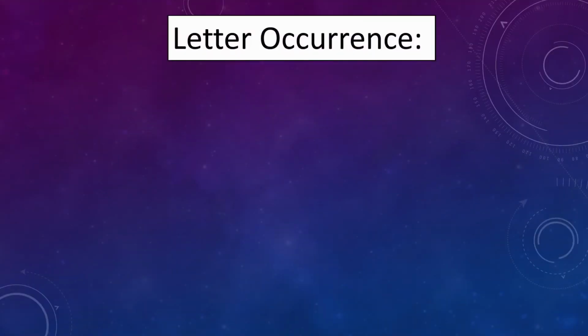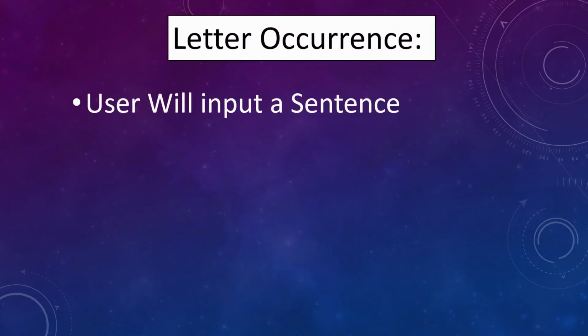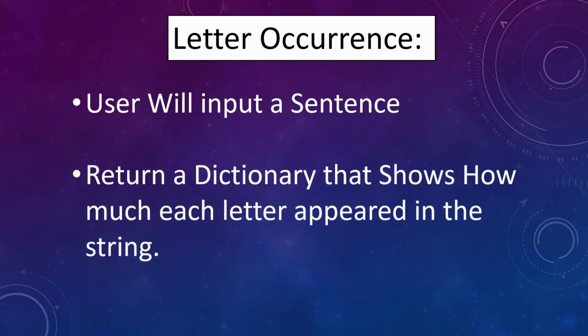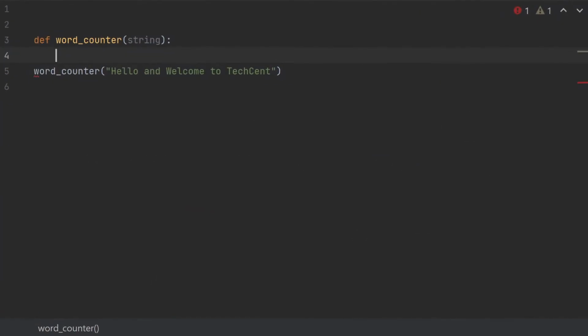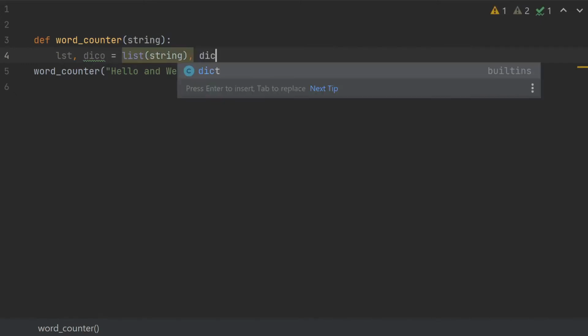Next we have word counter. Now it's not a normal word counter. What we'll do is the user will input a sentence, then we'll return a dictionary that shows how many times each letter appeared in the string. This word counter function takes one parameter, which is a string, and the string says hello and welcome to TextSend. What I'm going to do first is declare two variables, lst and deco. lst will be a list that will store the string inside, and deco will be an empty dictionary.